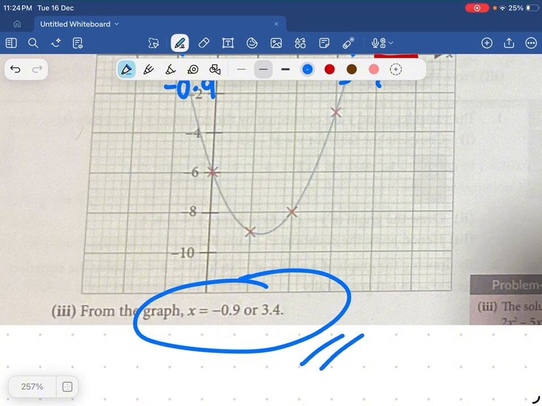And that is the 4 ways of solving quadratic equations.